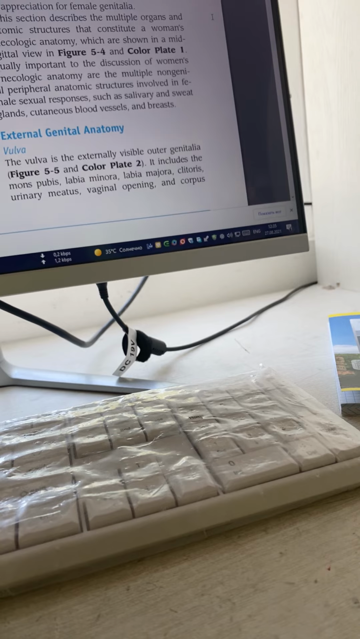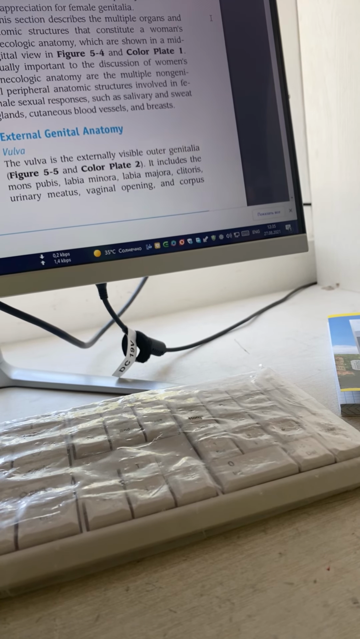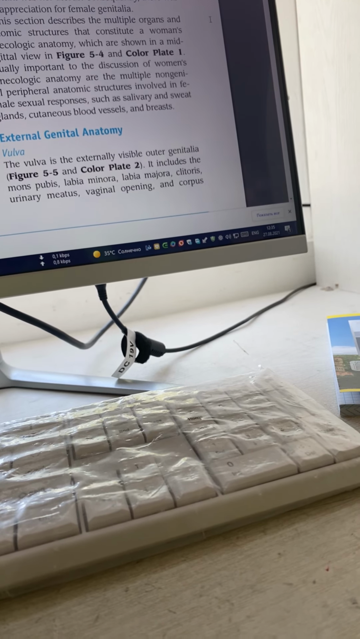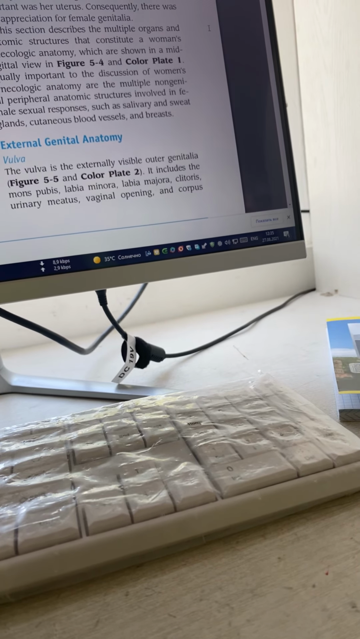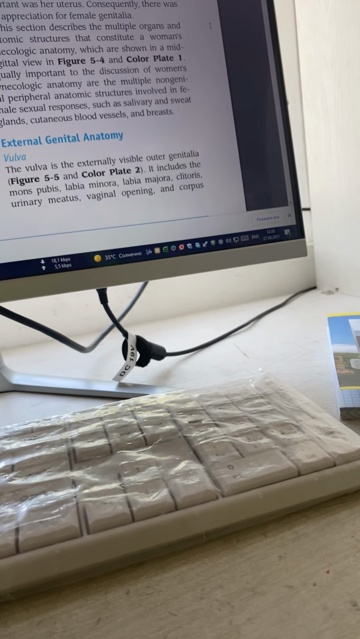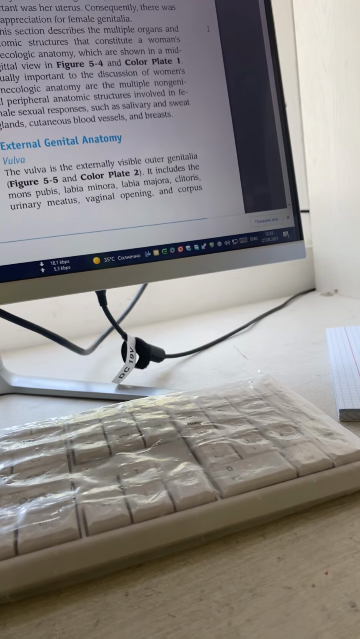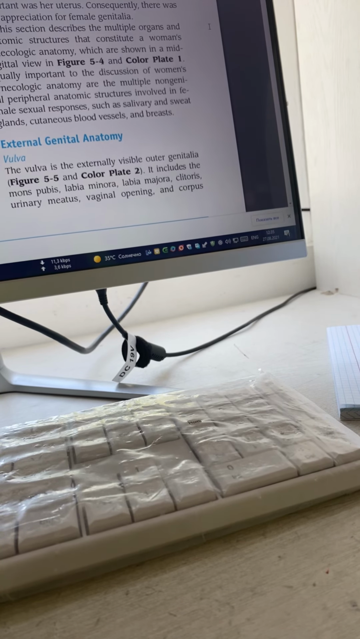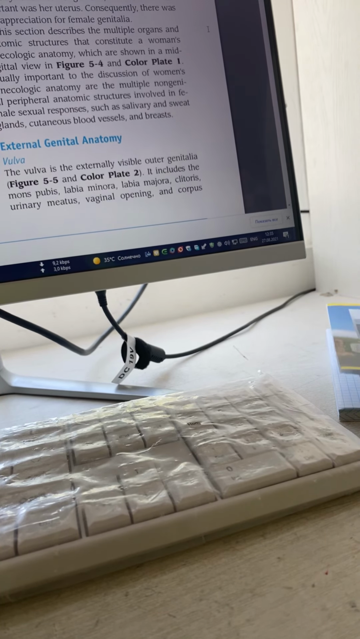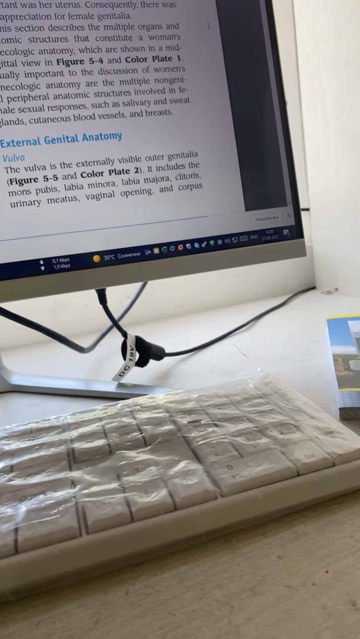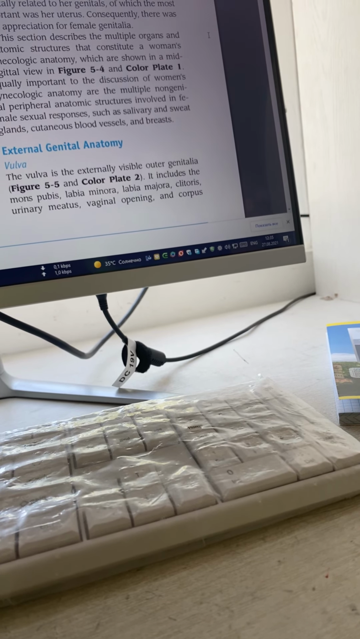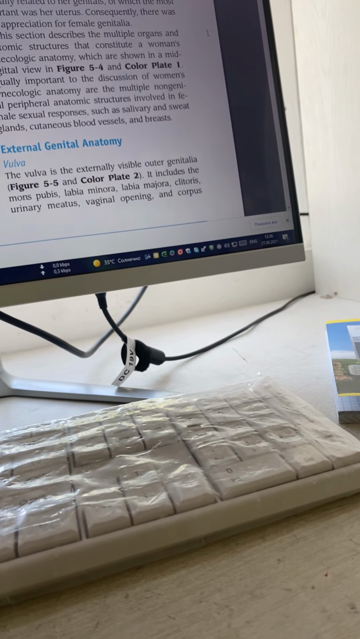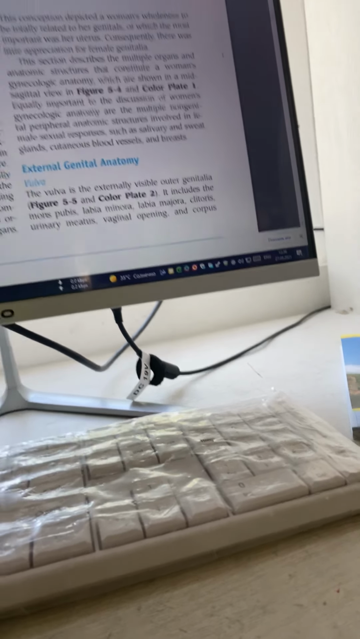This section describes the multiple organs and anatomic structures that constitute a woman's gynecologic anatomy, which are shown in a mid-sagittal view in Figure 5.4, color plate 1. Equally important to the discussion of women's gynecologic anatomy are the multiple non-genital peripheral anatomic structures involved in female sexual responses, such as salivary and sweat glands, cutaneous blood vessels, and breasts.